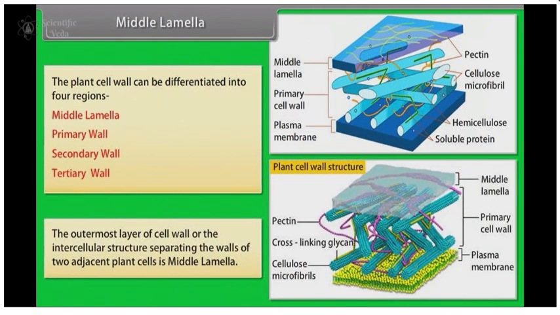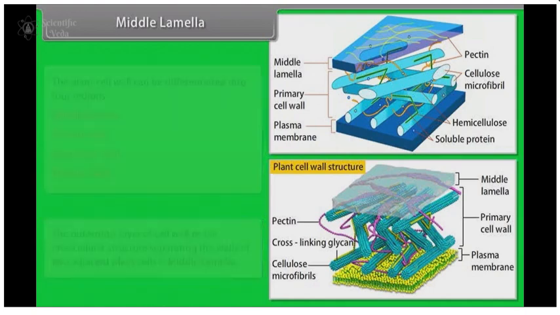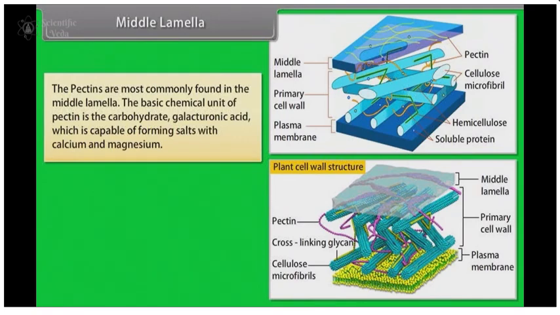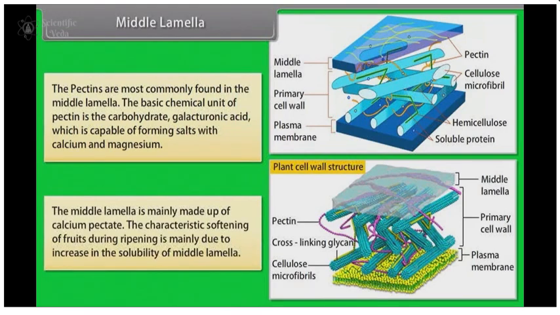The outermost layer of cell wall, or the intercellular structure separating the walls of two adjacent plant cells, is the middle lamella. The pectins are most commonly found in the middle lamella. The basic chemical unit of pectin is the carbohydrate galacturonic acid, which is capable of forming salts with calcium and magnesium. The middle lamella is mainly made up of calcium pectate. The characteristic softening of fruits during ripening is mainly due to an increase in the solubility of the middle lamella.